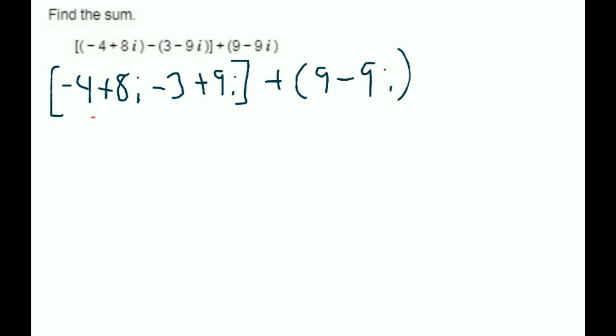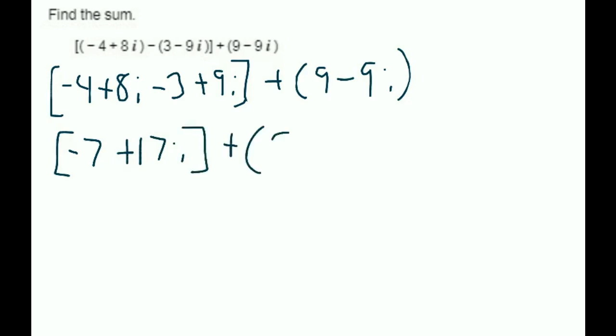So now I'm going to combine this part right here. Remember, add the real parts and add the imaginary parts. So I do -4 minus 3, I get -7. Then I do 8i plus 9i, and I get 17i, bringing down this other piece right here.